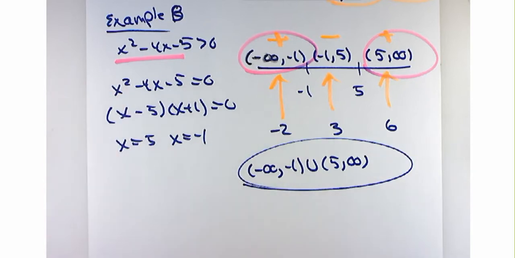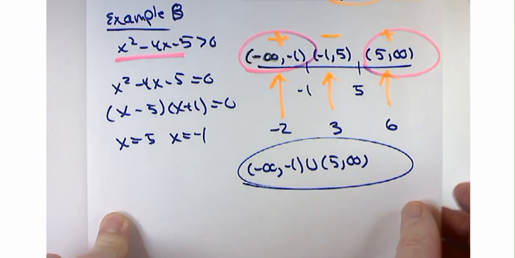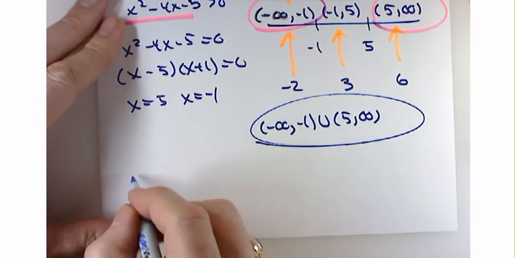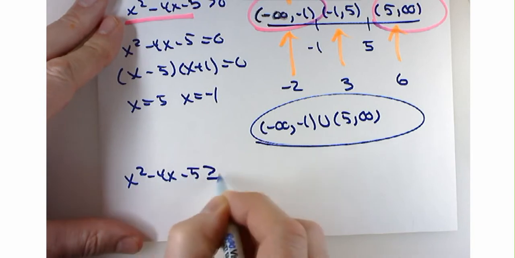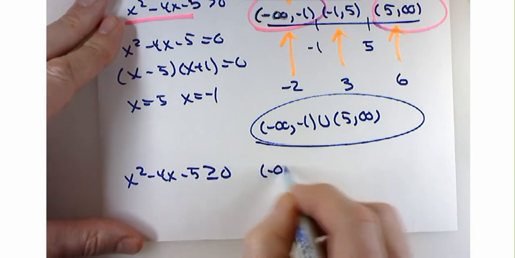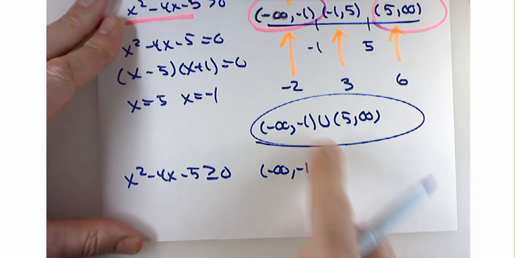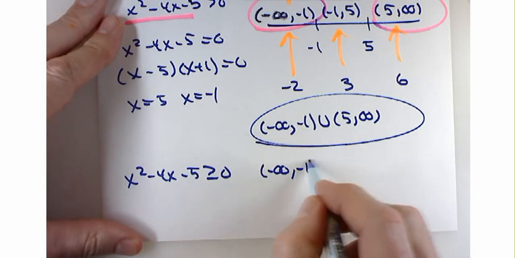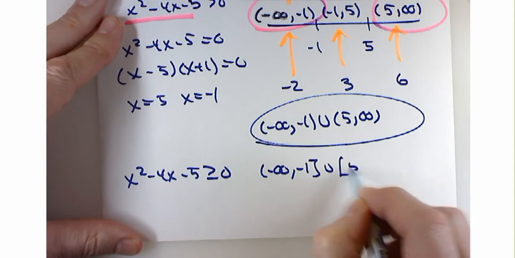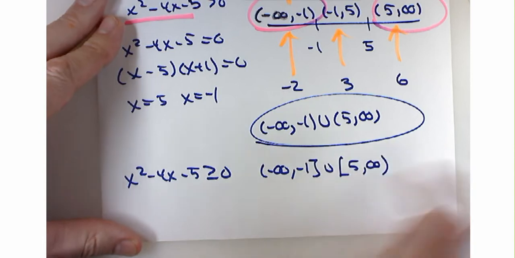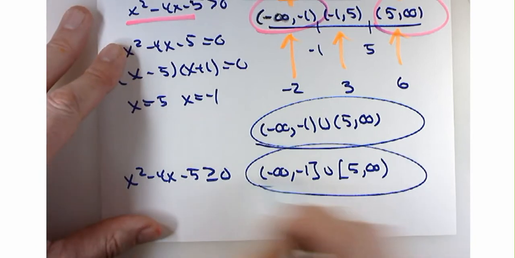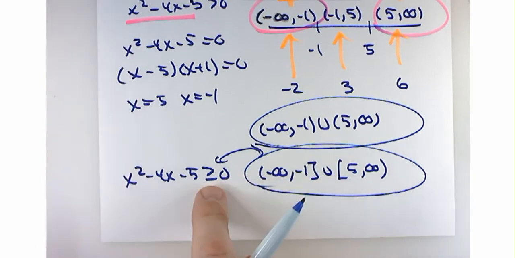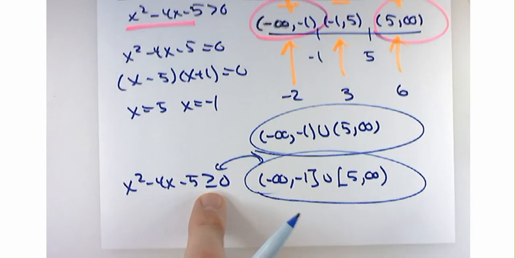And that's it. Let's look at one. Oh, by the way, if I had x squared minus 4x minus 5 is greater than or equal to 0, the change would be that I would include the endpoints. So I include the 5 and I include negative 1 by using a bracket. That'd be the difference if I had a greater than or equal to as opposed to just a greater than.